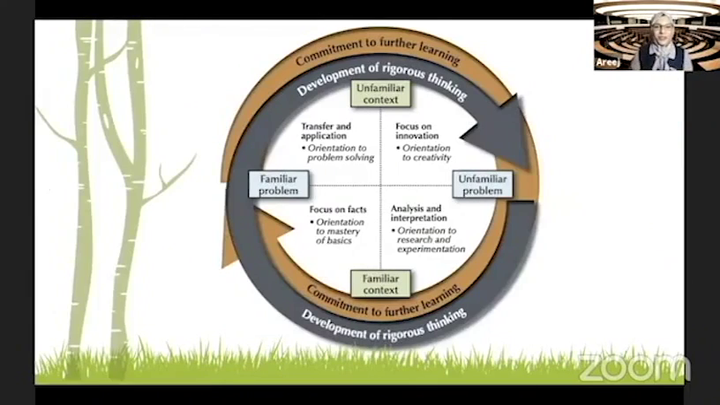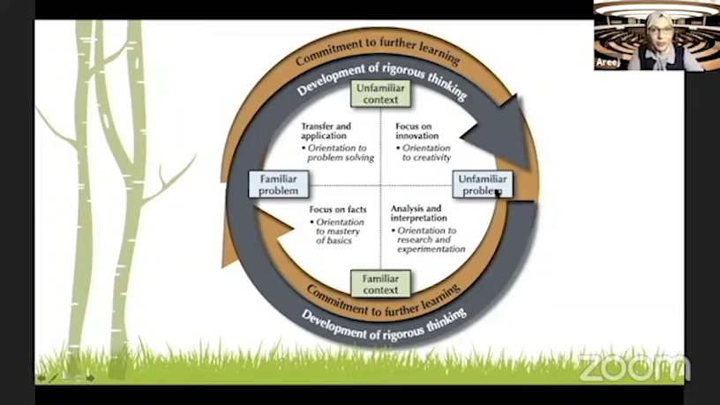I like this chart that represents the critical thinking. So if you look down here, you will find that this is the familiar context, and up here, the unfamiliar context. While here is the familiar problem, and on the right, the unfamiliar problem. So if the student is having a familiar problem with a familiar context, that means they are focusing on the facts. They are just memorizing what they have and mastering the basics of the knowledge.